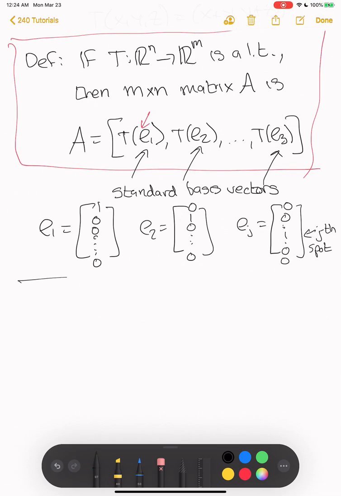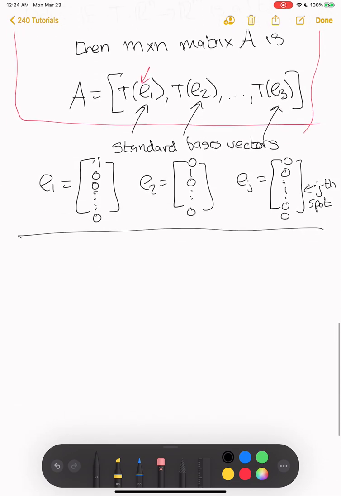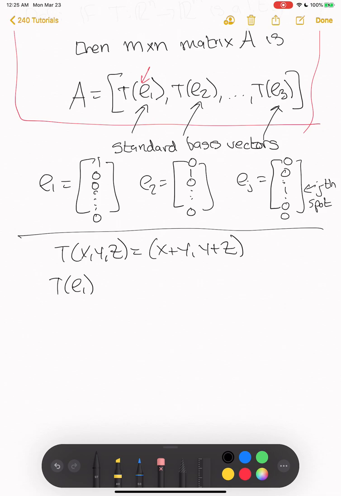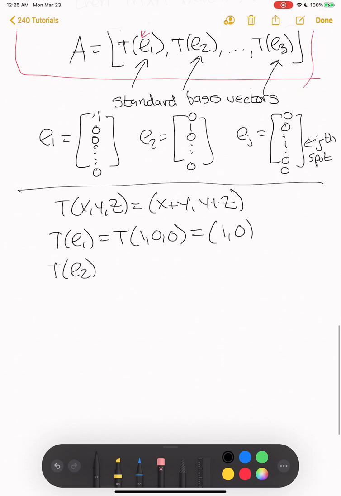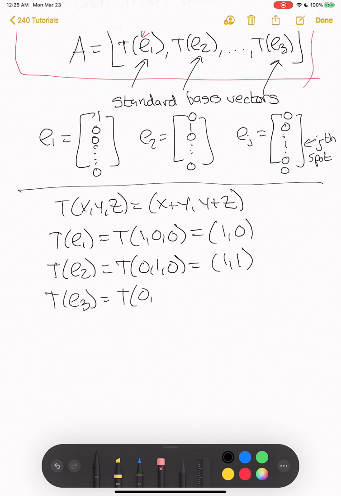So let's go ahead and finish up this example here. We have T of (x, y, z) equals (x plus y, y plus z). What I need to do then is find T of e1, right? That's going to be my first column in my matrix A. That's going to be equal to T of (1, 0, 0), because that's just a standard basis vector. And then I literally plug in 1 for x and 0 for y and z. So I just get (1, 0). Cool. All right, so then T of e2 is T of (0, 1, 0), which gives me (1, 1). And then T of e3 is T of (0, 0, 1), which gives me (0, 1).